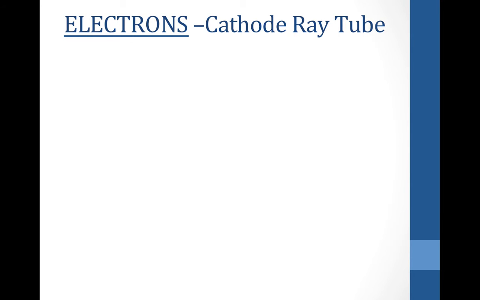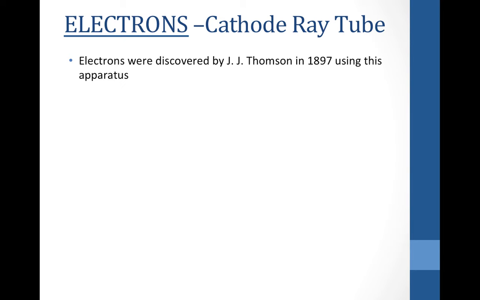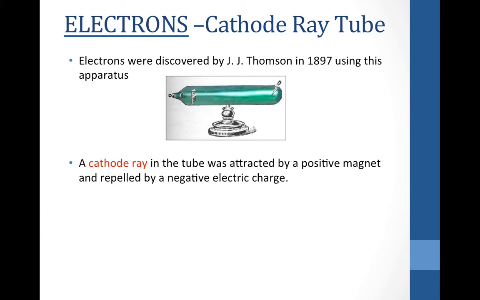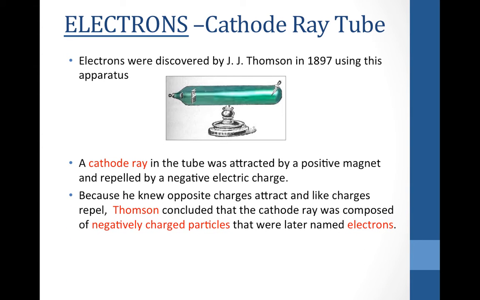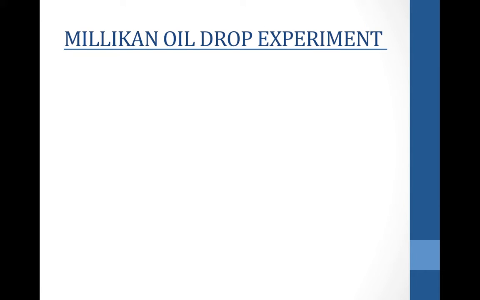Electrons. The cathode ray tube helped to discover the electrons. They were discovered by J.J. Thomson in 1897 using this apparatus. A cathode ray is a tube and was attracted by a positive magnet and repelled by a negative electric charge. Because he knew opposite charges attract and like charges repel, Thomson concluded that the cathode ray was composed of negatively charged particles that were later named electrons. Those particles went to the positive magnet and were repelled by the negative.